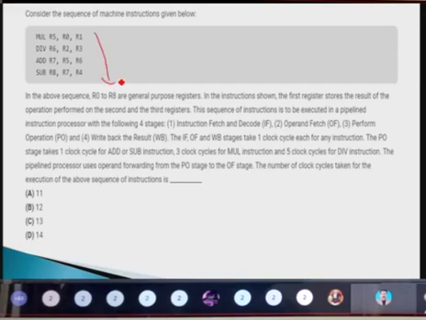For example, we will consider one situation. This is a sequence of instructions given below. In our sequence, R0 to R8 are general purpose registers. In the instructions shown, the first register holds the result of the operation performed on the second and the third registers. This sequence of instructions is to be executed in a pipelined instruction processor with the following 4 stages. What are the 4 stages? First stage, instruction fetch and decode.